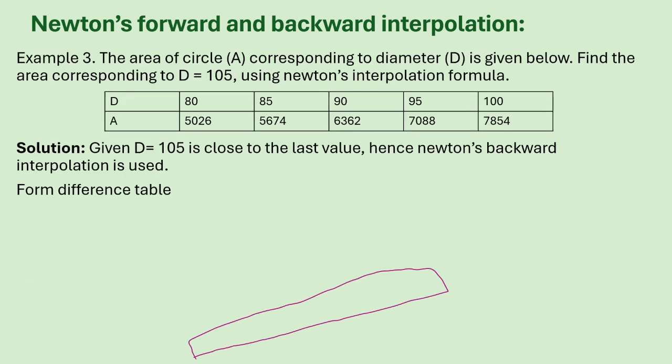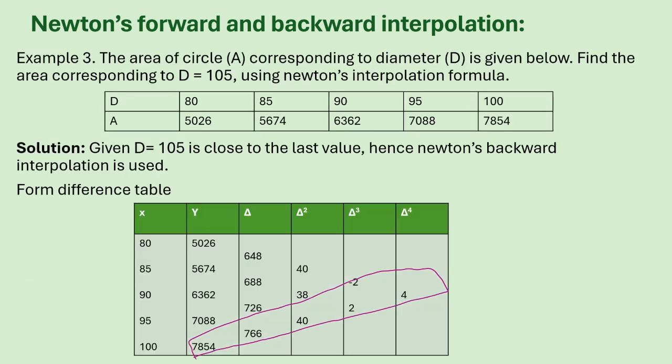Now, let's see another example. Example 3. The area of a circle A corresponding to the diameter is given here. So the area is this and the diameter is this. Find the area corresponding to D equal to 105. So if D is 105, what will be the corresponding area? That is what they have asked us to find.